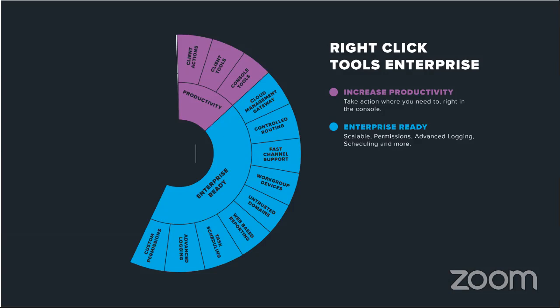Today, we're going to be more focused on this enterprise ready category, where we're talking about some of the features that Recast Management Server and some of the other components of the enterprise right-click tools get you. In particular, we're going to be focusing on the upper right portion of that blue section: our cloud management gateway support, fast channel support, workgroup, and untrusted domains.